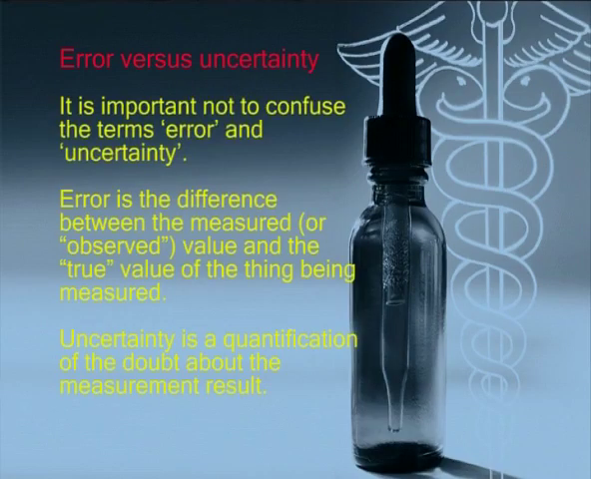So let's see that described. Error versus uncertainty. It is important not to confuse the terms error and uncertainty. Error is the difference between the measured or observed value and the true value of the thing being measured. But uncertainty is a quantification of the doubt about the measurement result. Whenever possible, we try to correct for any known errors, for example, by applying corrections from calibration certificates, etc. But any error whose value we do not know is a source of uncertainty.